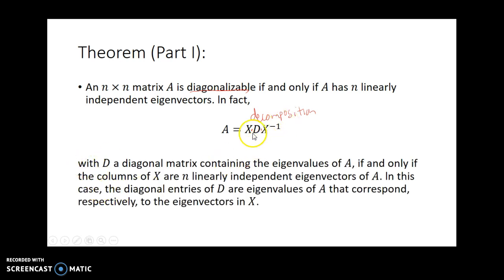So it turns out that the matrix D is a diagonal matrix that contains the eigenvalues. So D looks like this. Let's just say that we have a 2 by 2 system. This would be lambda 1, 0, 0, lambda 2. So it would be a diagonal matrix. It would have the eigenvalues along the diagonal.